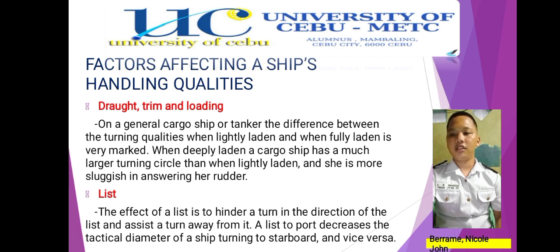Next is list. The effect of a list is to hinder a turn in the direction of the list and assist a turn away from it. A list to port decreases the tactical diameter of a ship turning to starboard and vice versa.